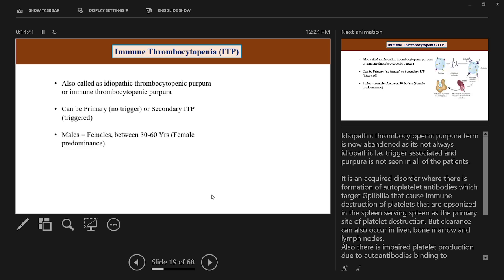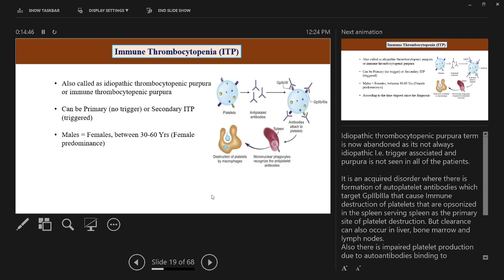The incidence is equal in both males and females, and between 30 to 60 years, there is a female predominance. So what happens is that there is formation of autoantibodies to the platelet surface glycoproteins, mainly to GP2B3. Once these platelets get opsonized, they are sequestered into splenic macrophages, which then destroy them. But it is seen that even after splenectomy, there is a recurrence of ITP in patients. Why is that so? Because the spleen is not the only site of destruction of these platelets. There are other sites also like lymph nodes and liver.